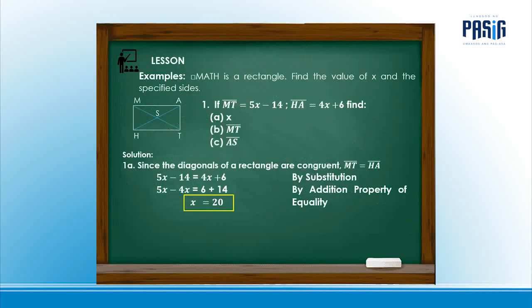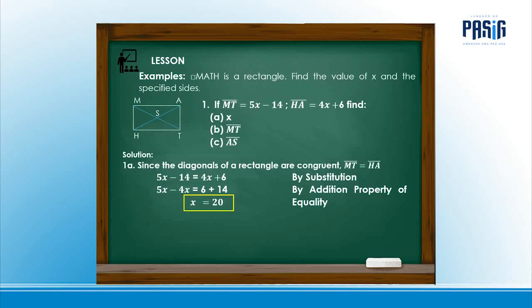To further understand, let us have examples. Quadrilateral MATH is a rectangle. Find the value of x and the specified sides. Number 1. If diagonal MT is equal to 5x minus 14 and diagonal HA is equal to 4x plus 6, find the following. Letter A, the value of x. Letter B, diagonal MT. And letter C, side AS. Let us have the solution.